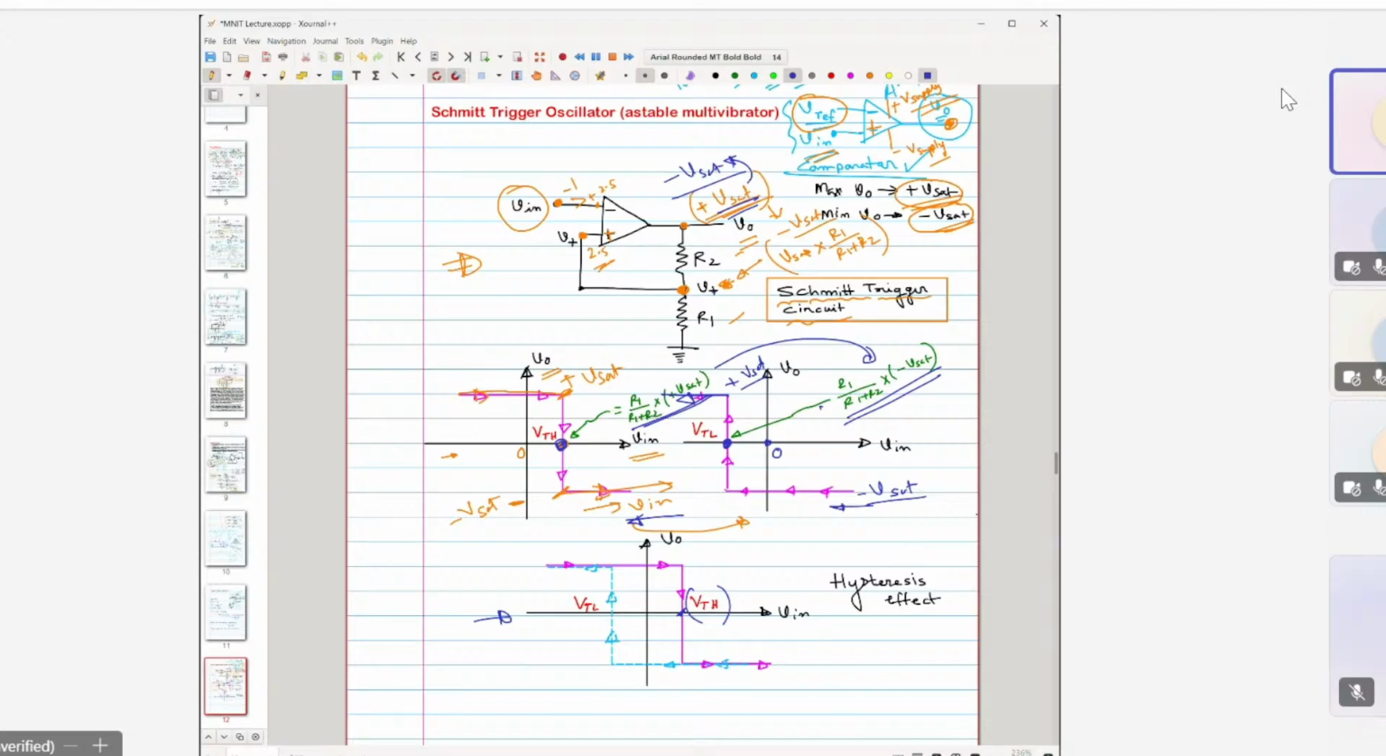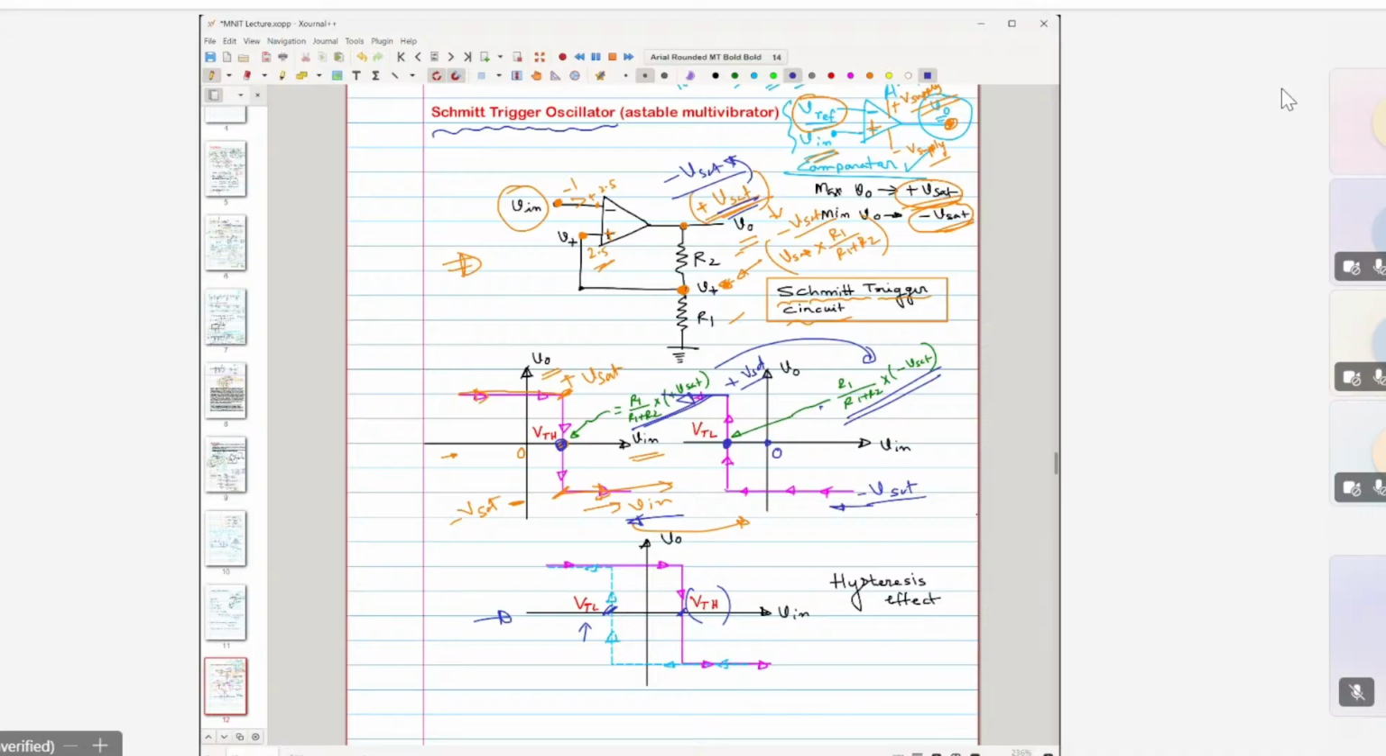VTH, V threshold high. We denoted this point as VTL, V threshold low. So you can see, depending on the input and output conditions, these threshold voltages keep on changing, meaning the reference points keep on changing. Now using this, we will try to develop our Schmitt-Trigger oscillator.